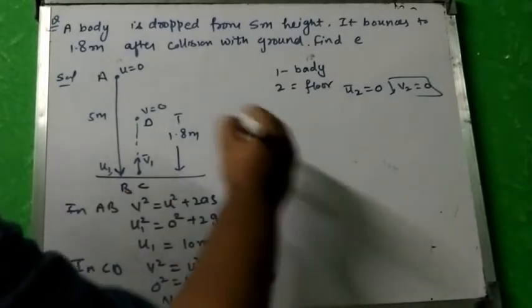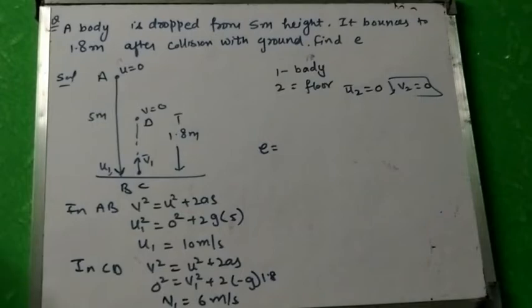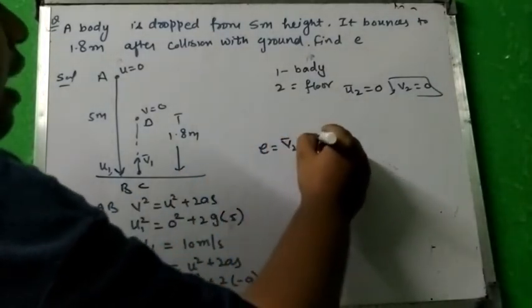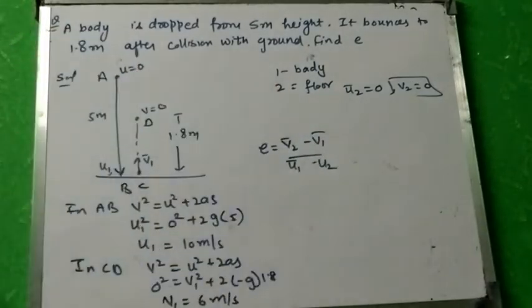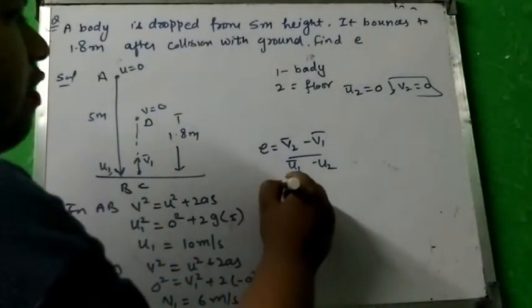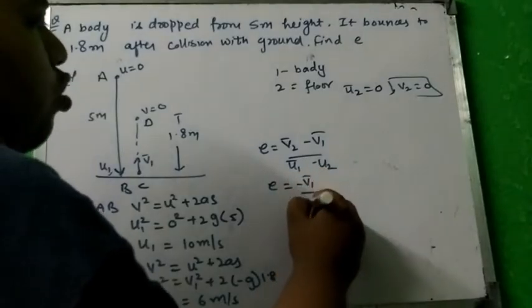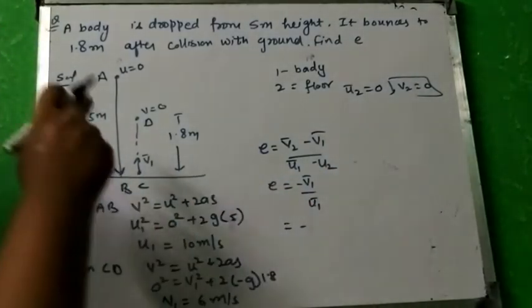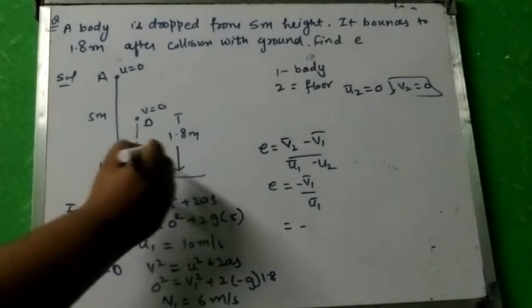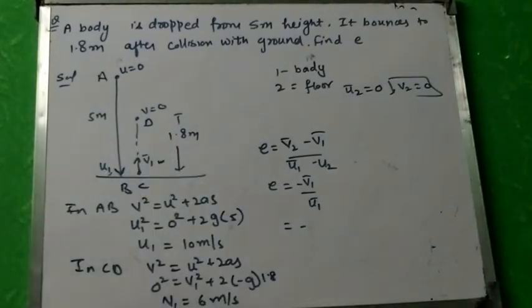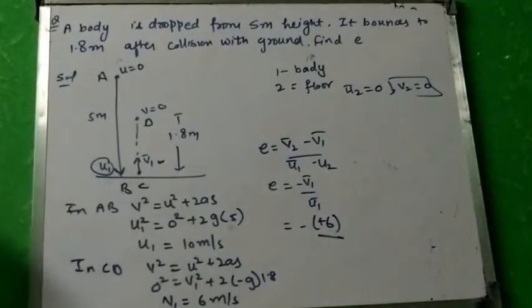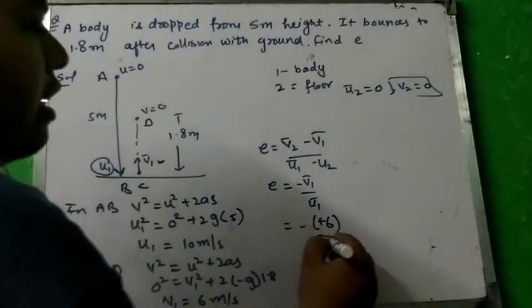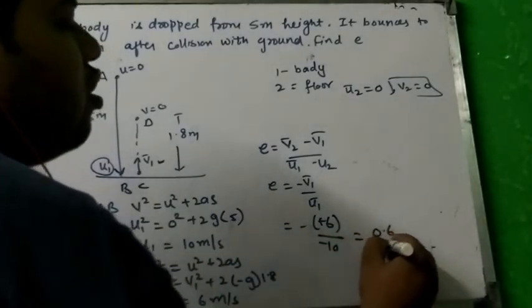So what is the coefficient of restitution? Coefficient of restitution is v2 minus v1 upon u1 minus u2. Second object is the floor. So when the floor is always at rest, E will become minus v1 upon u1. Okay? Minus v1 is in the upward direction. You can see in the figure, v1 is in the upward direction, so its value will be positive. So it will be plus 6 upon u1, which is in the downward direction, so its value will be negative, so minus 10. So 0.6 is the coefficient of restitution.